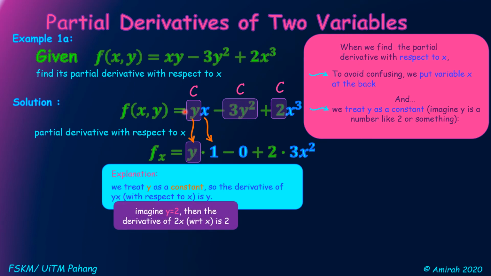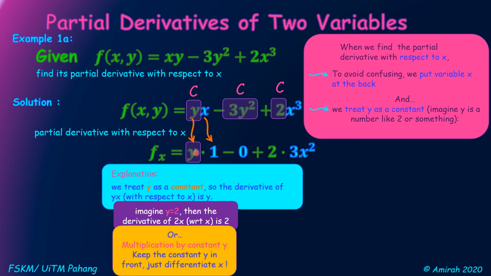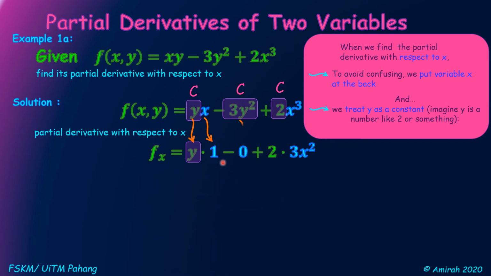We just imagine y equals 2. Then the derivative of 2x is 2. The derivative of 2x with respect to x equals 2. Or, multiplication by constant y: keep the constant y in front and then we just differentiate x. When we differentiate x, it equals 1.